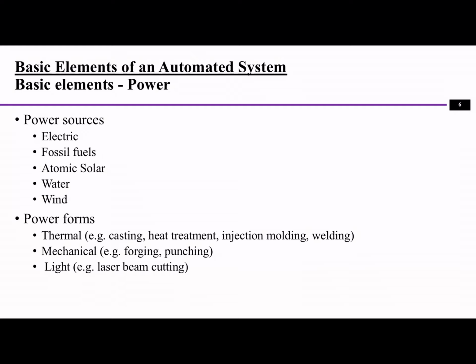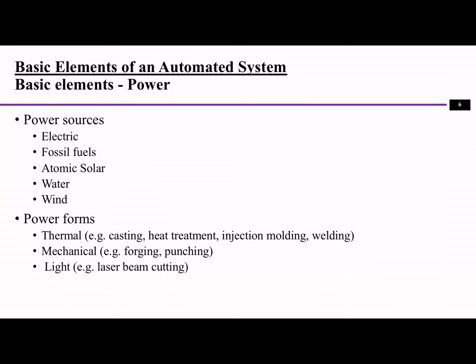Thermal power is used, for example, in some manufacturing processes like casting, injection molding or welding, where we use the characteristic that materials at different temperatures behave differently. For example, some metals, at a lower temperature, are in a solid state. When they are heated, they will be in the liquid state. So that's the thermal power we can manipulate in order to form those materials into different shapes.